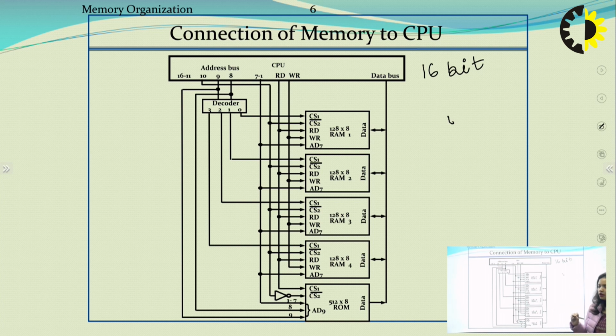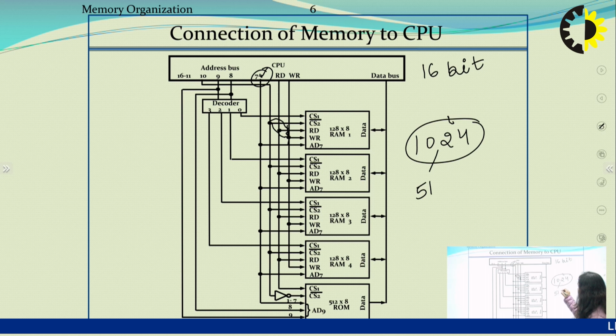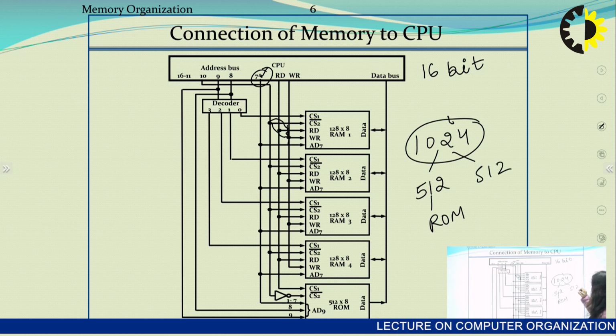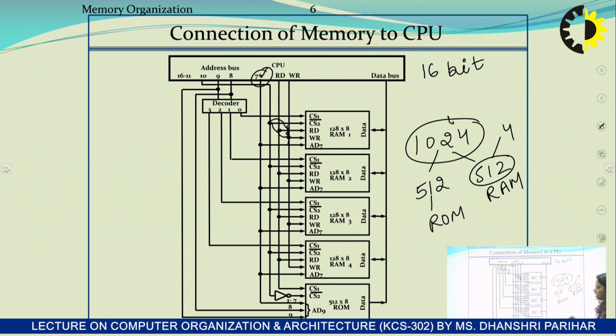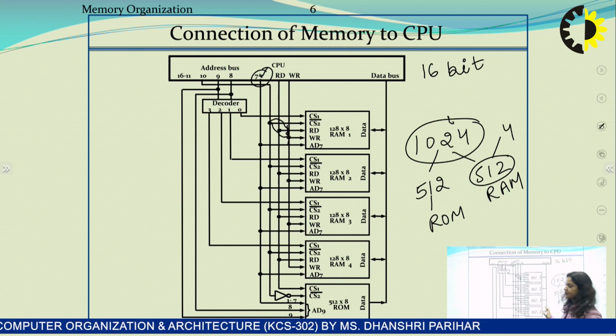Out of 16 bits, bits 1 to 7 are used for addressing these 5 chips, 4 RAM chips and 1 ROM chip. And why are we taking this to be like this? Because we are taking the complete memory of size 1024, out of which 512 will be for the ROM chip and 512 will be for the RAM chip. And we are going to divide this 512 into 4 parts. So we are having 4 RAM chips in this particular configuration. In this example, we are considering this.